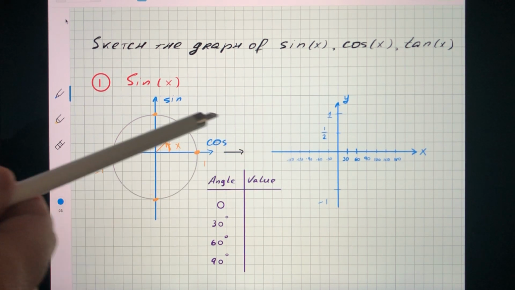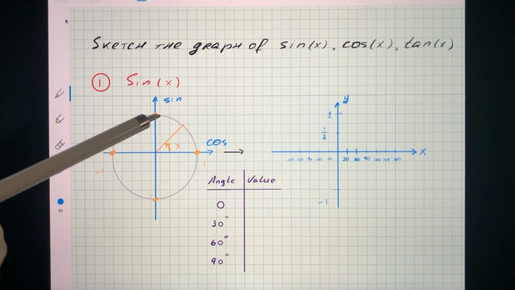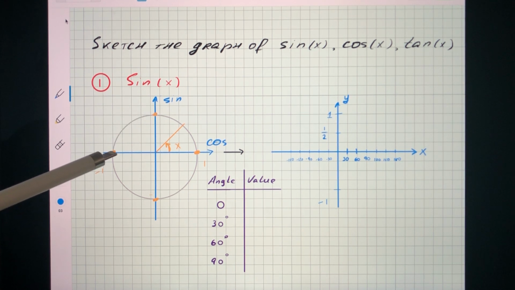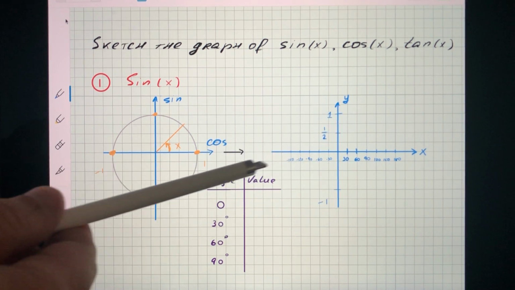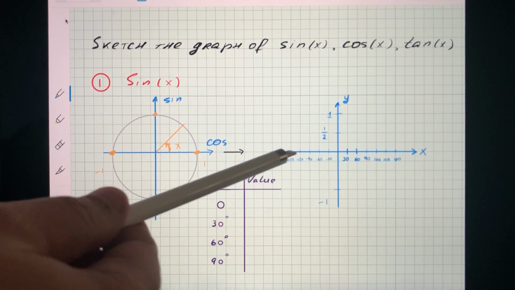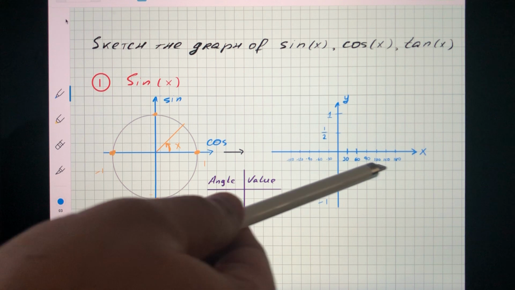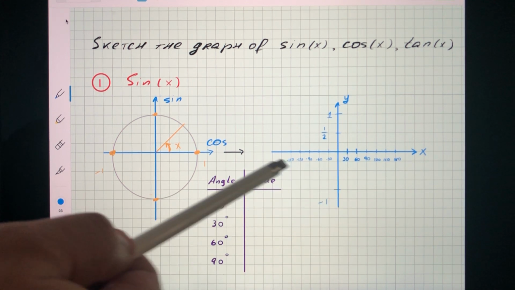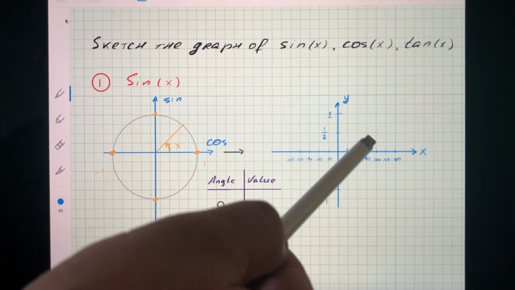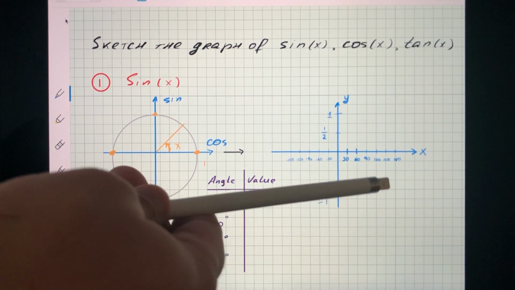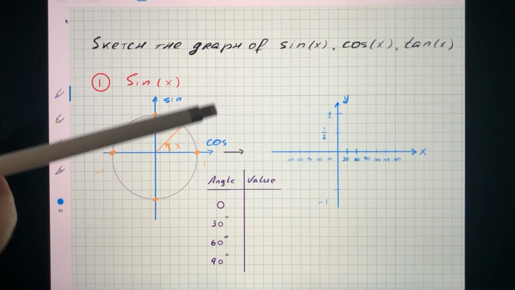Because it's a unit circle, the most it can ever be is 1 and -1. So our graph will bounce off between plus minus 1, and on the x-axis here we have the degrees. Positive in the positive direction, negative in the negative direction. So this is like scrolling through the circle in the counterclockwise direction, and this is going clockwise.